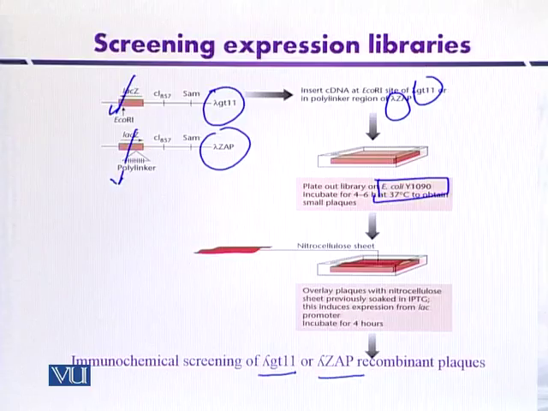After host cell lysis, the nitrocellulose membrane is placed on the plaques. So here replica plating is not required because the master plate is retained after the plaque lift. So this nitrocellulose sheet is soaked with IPTG inducer. So when it is placed on the lysed colonies, now the expression of the target protein is there.